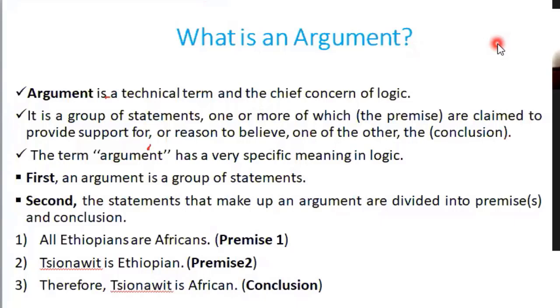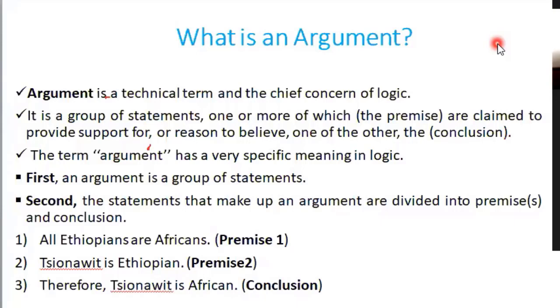The statements in an argument, the premises and the conclusion, must be declarative, which means they must have a truth value. The truth value of a statement can be true, or at the same time it can be false, but it must contain a truth value, no matter whether it is false or true.